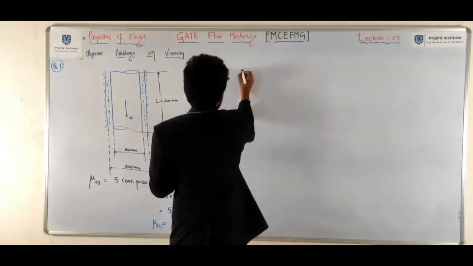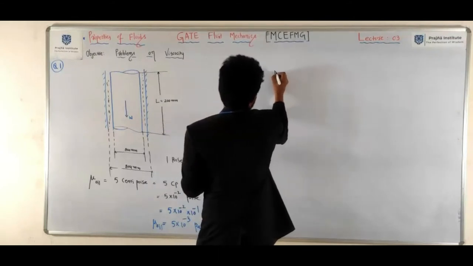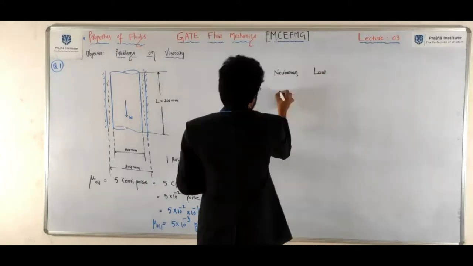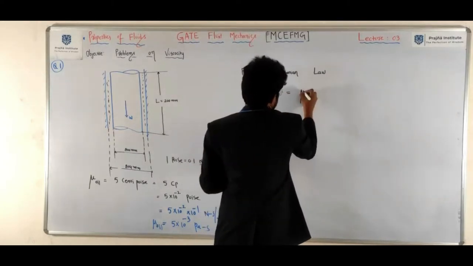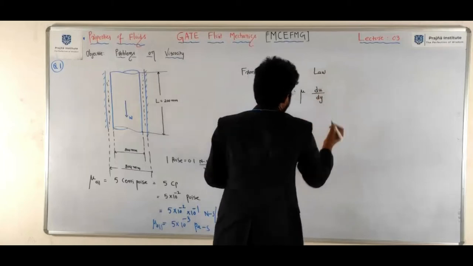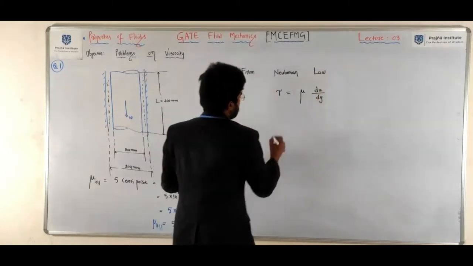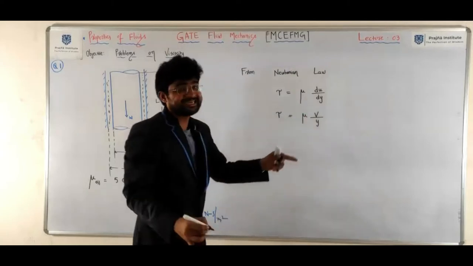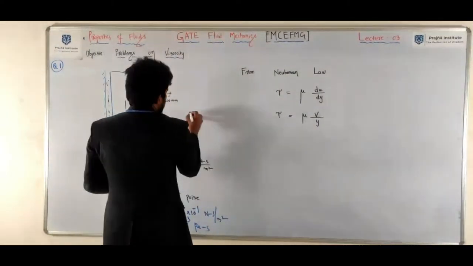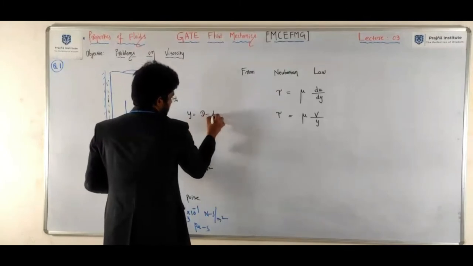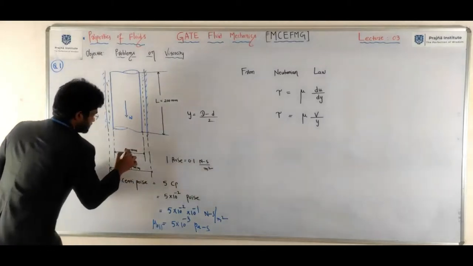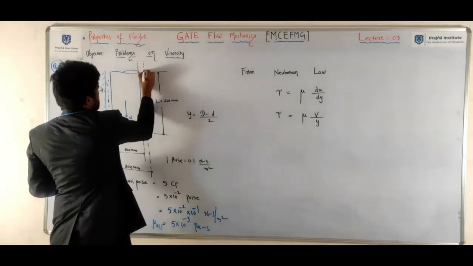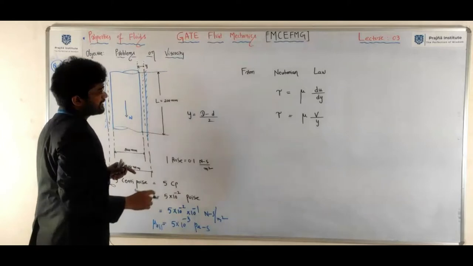First, from Newton's law, tau is equal to mu into du by dy. Here, tau is equal to mu into V by y. This is the linearization of the velocity profile. Here, y is equal to capital D minus small d by 2, where small d and capital D are the diameters. y is nothing but the radial clearance. You can call it h or y.